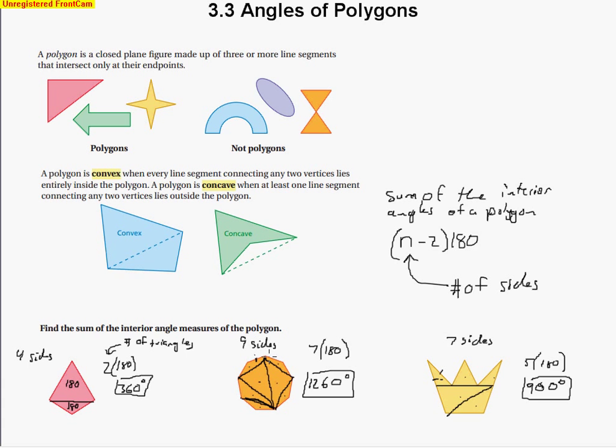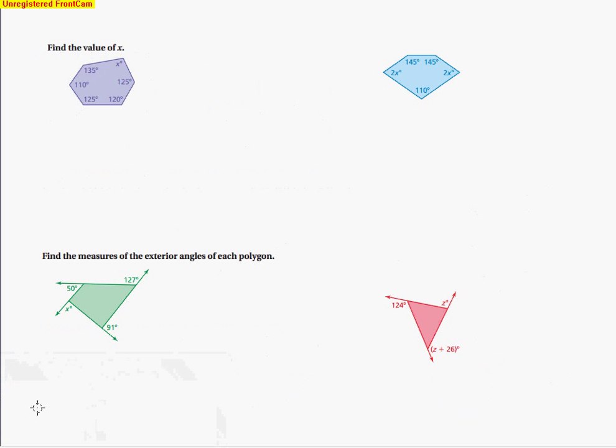We're going to use that formula to help us solve some problems because it just makes it go a little quicker. All I have to do now, instead of drawing the triangles inside, is just count the number of sides and subtract 2. So let's take a look at some problems that we'll see.